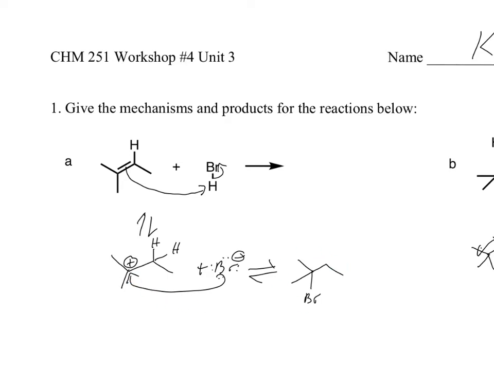Last thing we ask ourselves, did we make an asymmetric center? So we have sp3 hybridized with 4 different things, methyl, methyl, ethyl, and bromine, so we did not make an enantiomer. There's 2 of the same things.